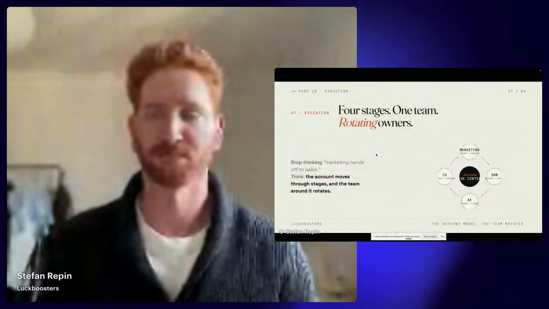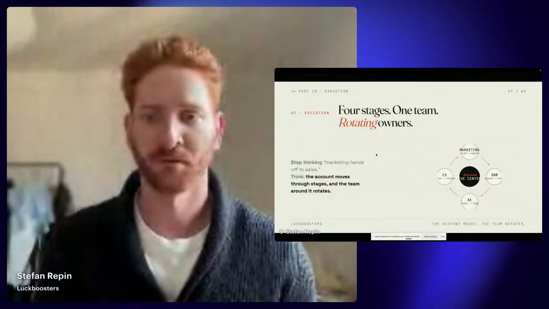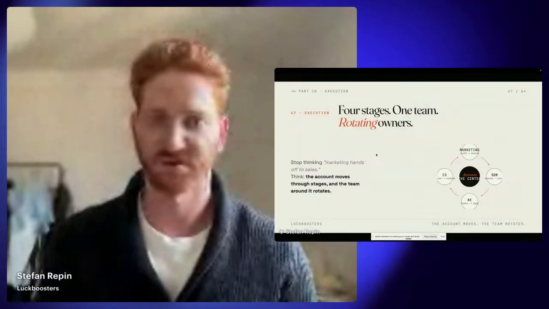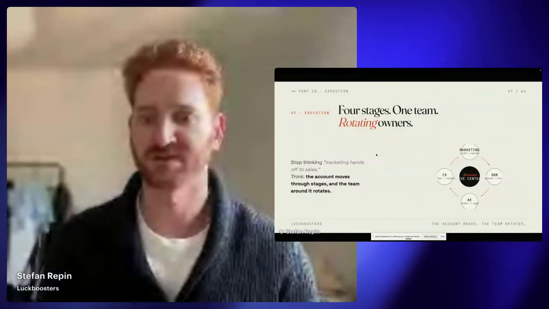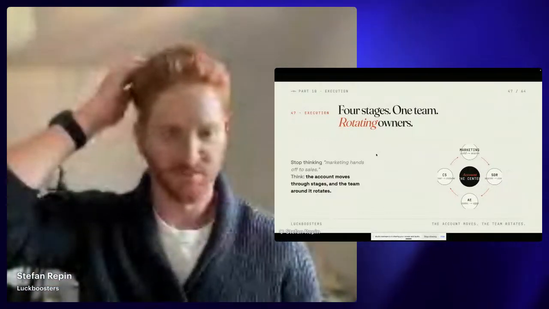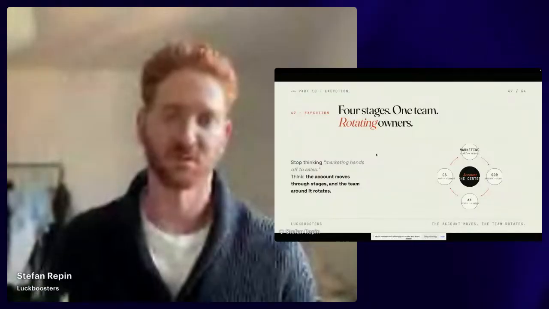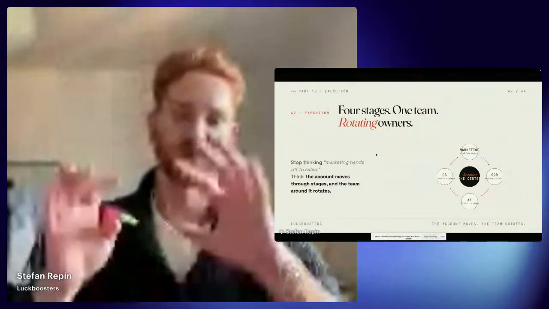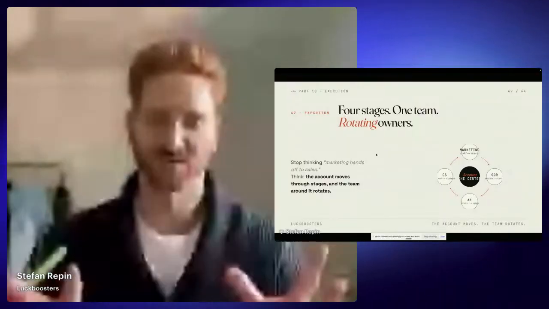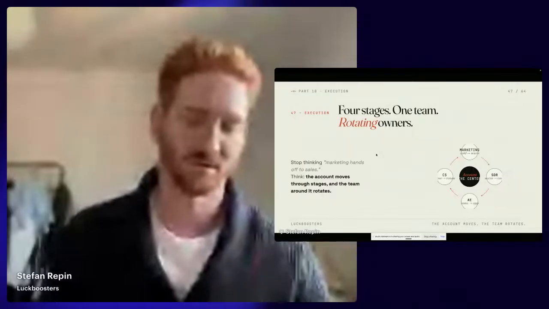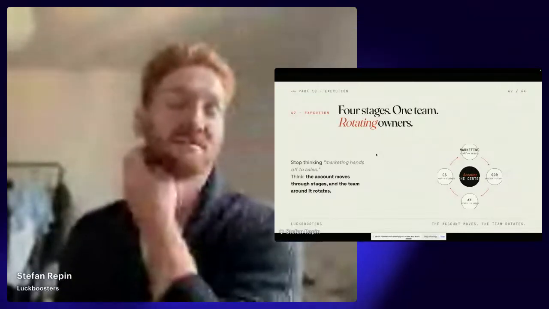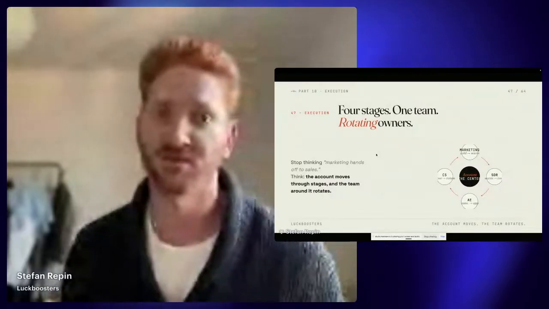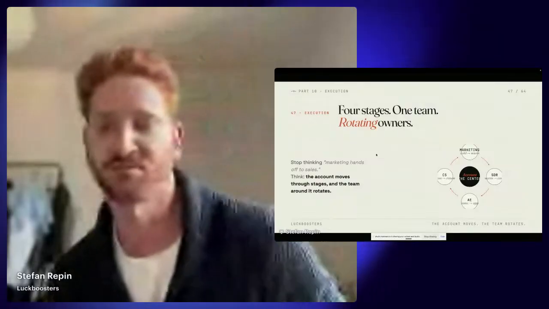4 stages, 1 team. Stop thinking of marketing handing off to sales. We've discussed this already. The account goes through stages and the team around it rotates. Marketing takes accounts from cold to warm, and sales takes them from warm to conversation to opportunity. Yes, but you have an account center, so everyone should talk about these accounts. If you're in marketing and the account is at the conversation to opportunity stage, you still have to be involved to help sales push the lead.